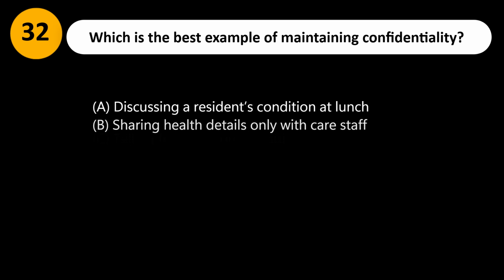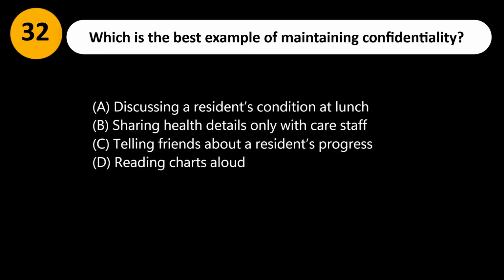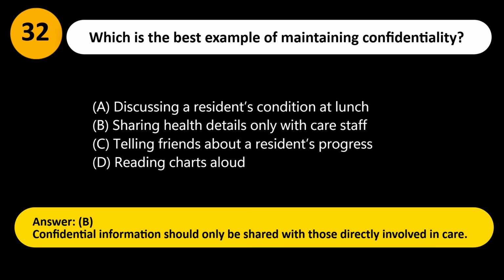Which is the best example of maintaining confidentiality? A. Discussing a resident's condition at lunch. B. Sharing health details only with care staff. C. Telling friends about a resident's progress. D. Reading charts aloud. Answer, B. Confidential information should only be shared with those directly involved in care.